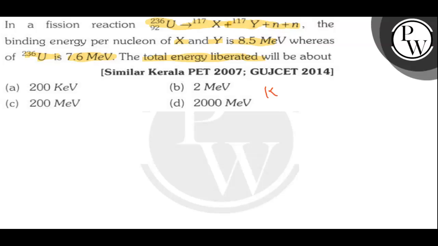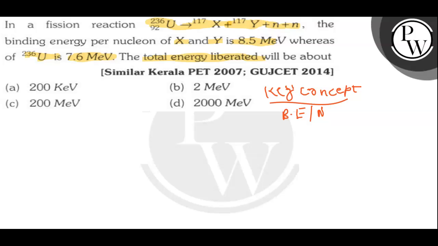If we talk about the key concept of this question, it is based upon the binding energy per nucleon. So what is binding energy per nucleon? It is the energy that is needed to dissociate a nucleus. Like uranium-236 is dissociated into 117 of X, 117 of Y, and n. That is called binding energy.